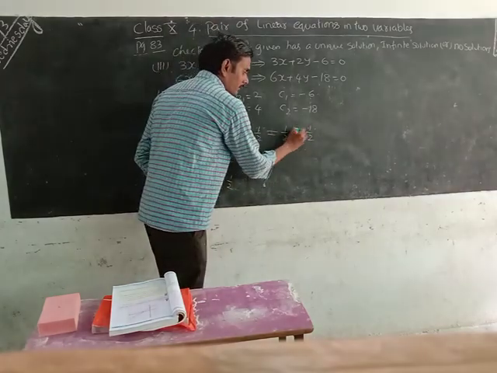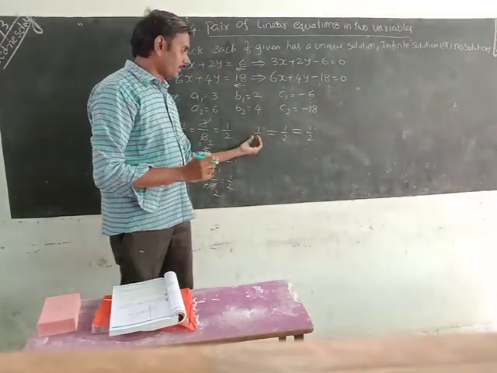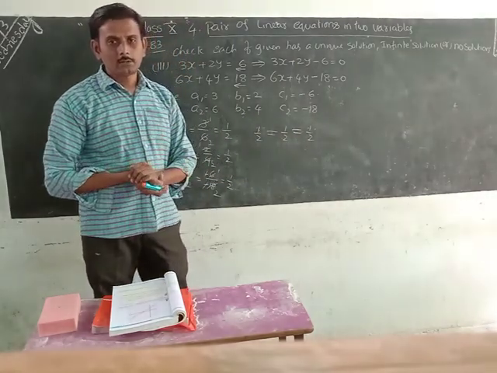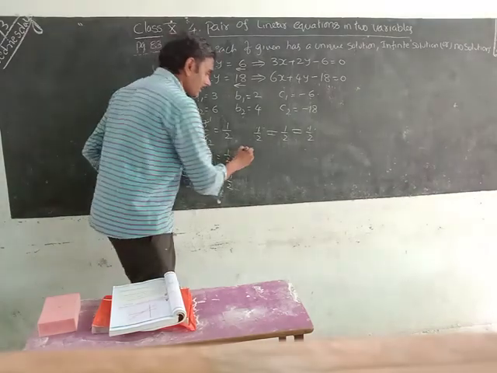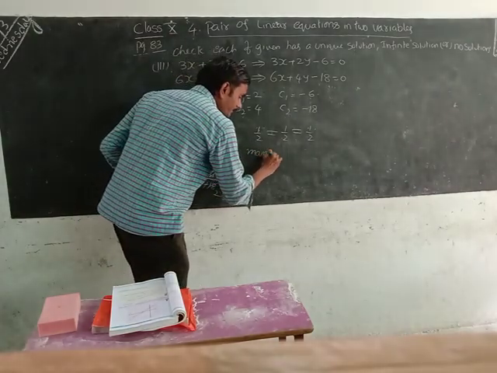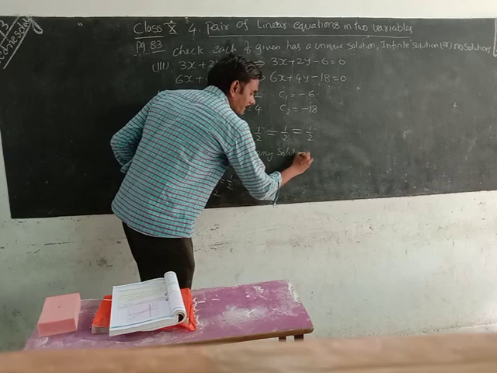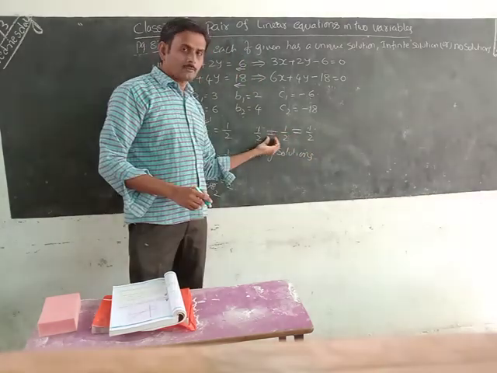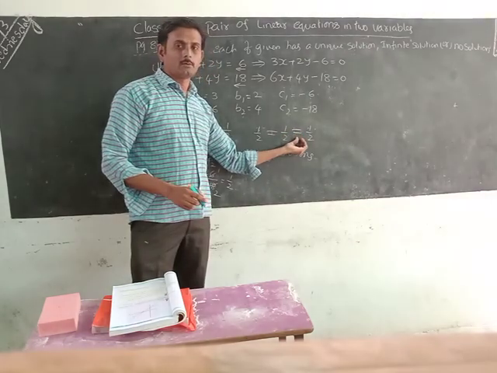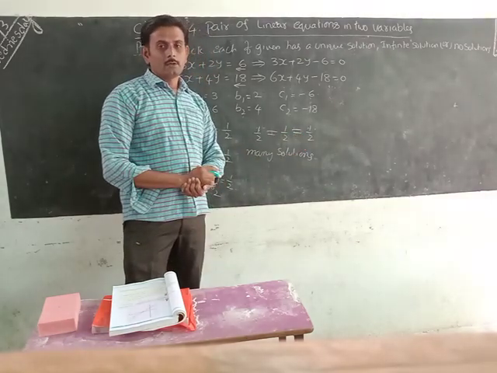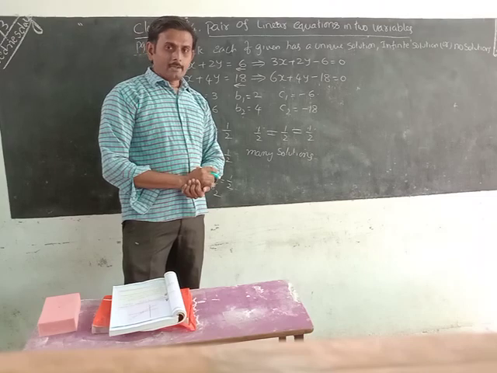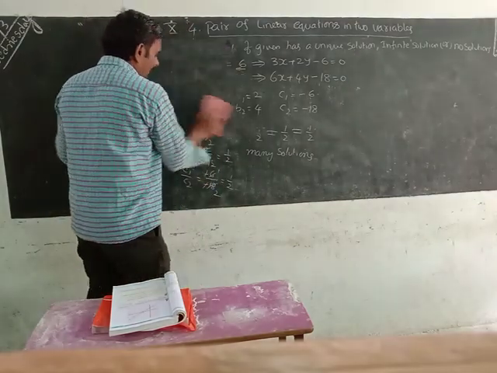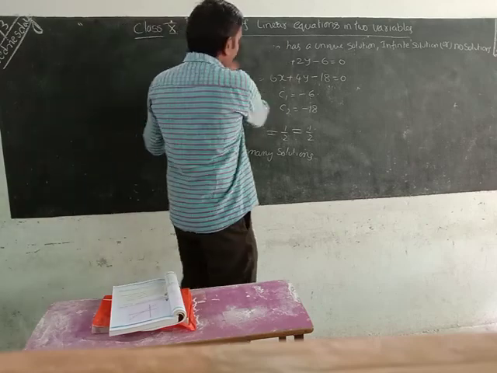1 by 1, 2 by 2. This is also equal. Whenever three ratios have an equal value, those are called coincident lines. That means many solutions. For example, if you are getting equal here and not equal here, then those are parallel lines, no solution. In the same way, try this.